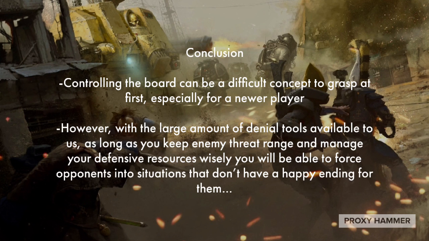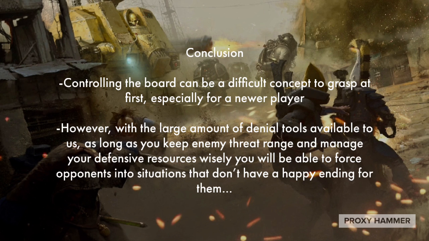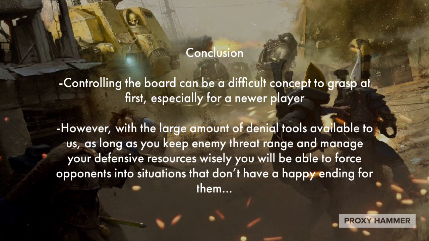Alright, so in conclusion, controlling the board can be a difficult concept to grasp at first, especially for a newer player. I know when I started Warhammer 40k, I had no idea what board control meant, and I had no idea what threat range meant, and of course back then you couldn't pre-measure. Some of you might remember those old days back in like 3rd edition when you couldn't pre-measure things. You remember that, when you had to just guess if the unit was in range or not? And then of course if you guessed wrong, your unit just couldn't shoot because it couldn't pick another target. Do you guys remember that?